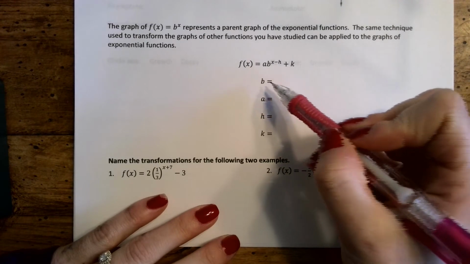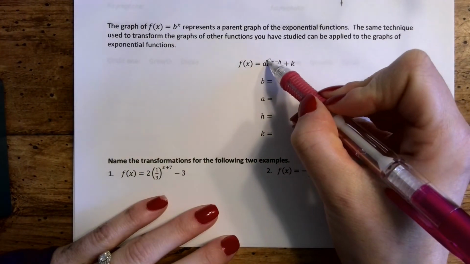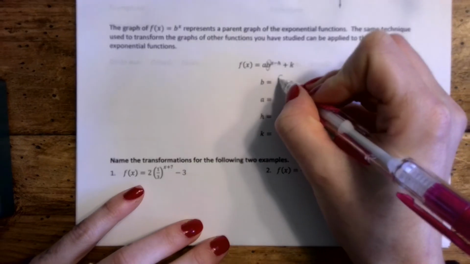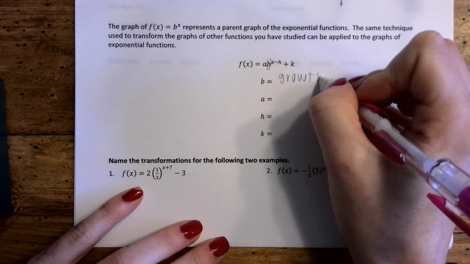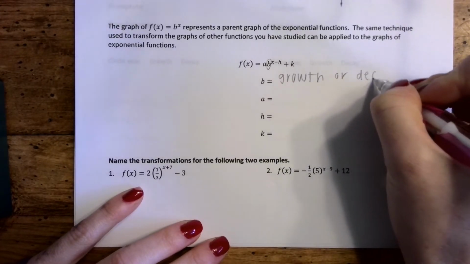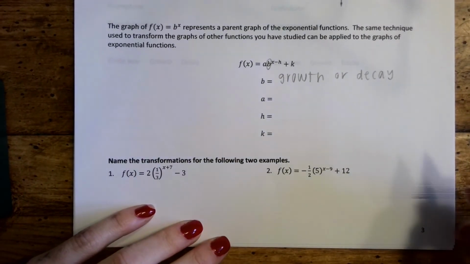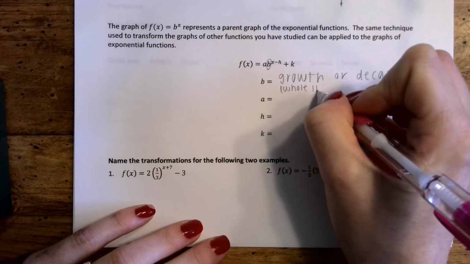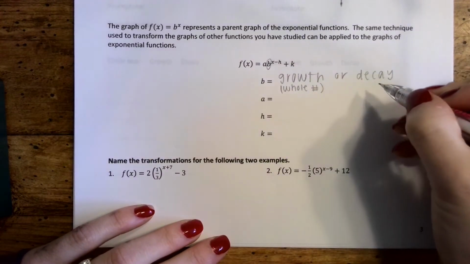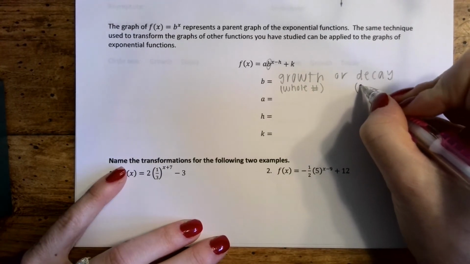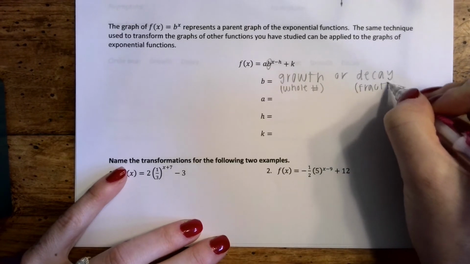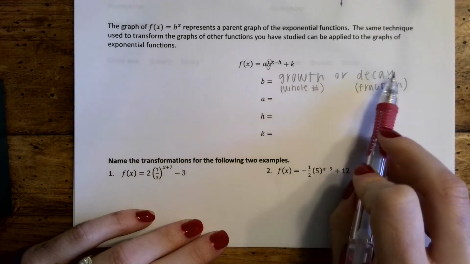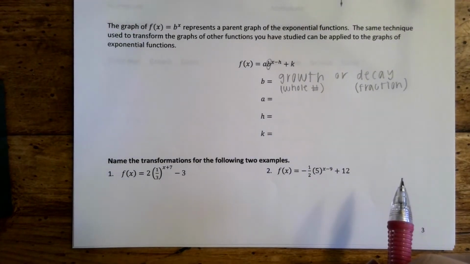The first thing that you want to look for is your b value. That is your base, so it's right here. Your base doesn't really give you a transformation, but it does tell you whether things are growth or whether they are decaying. If you have a growth function, this b value will be a whole number. And if it's decaying instead of growth, this will be a fraction. It's a lot easier to look at that base to figure out if things are growing or decaying than it is to look at the graph.